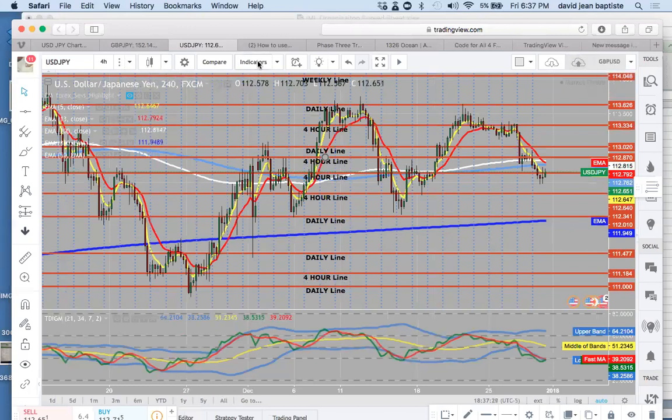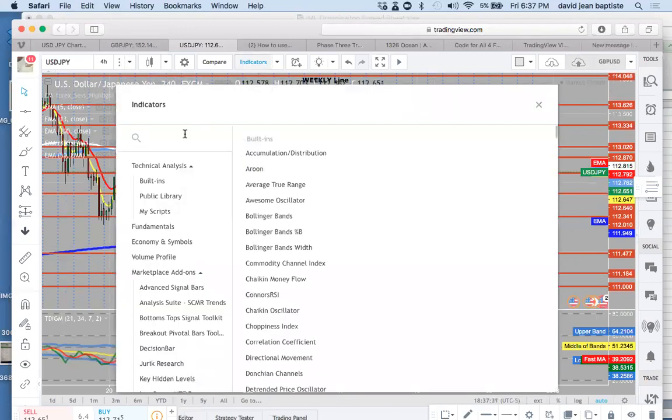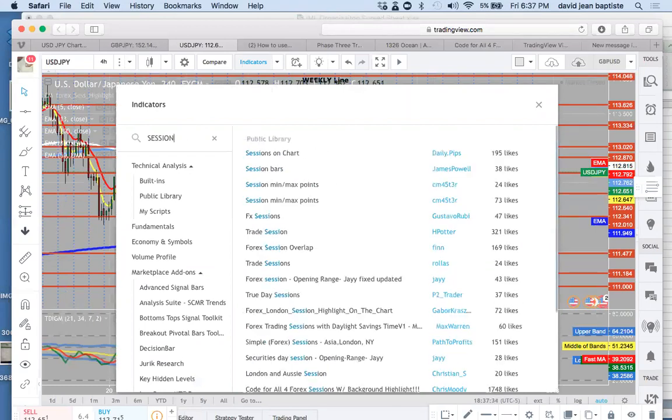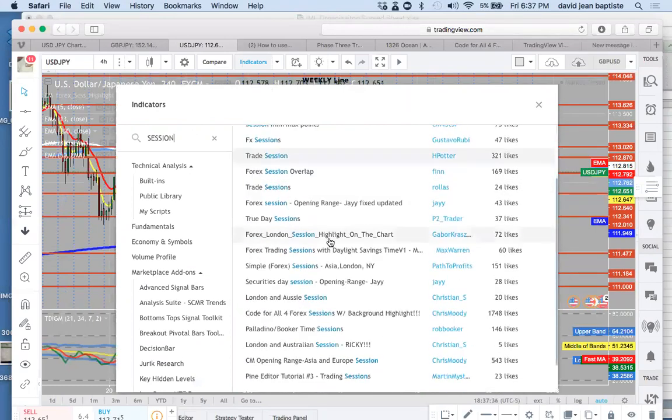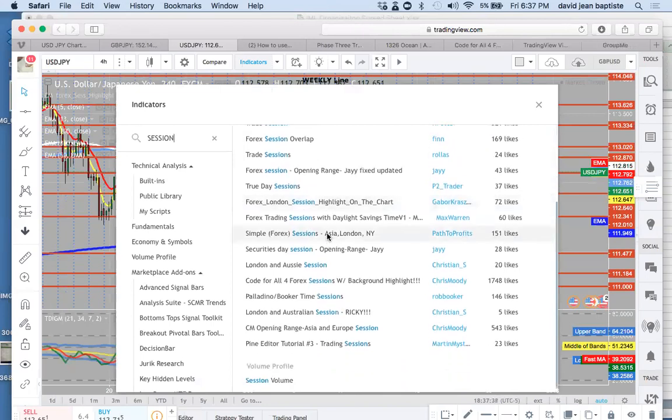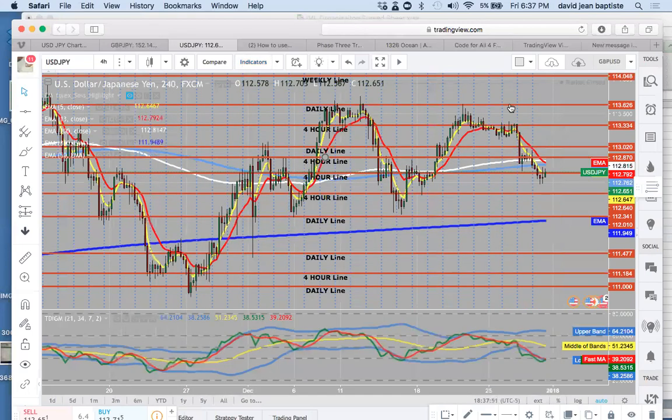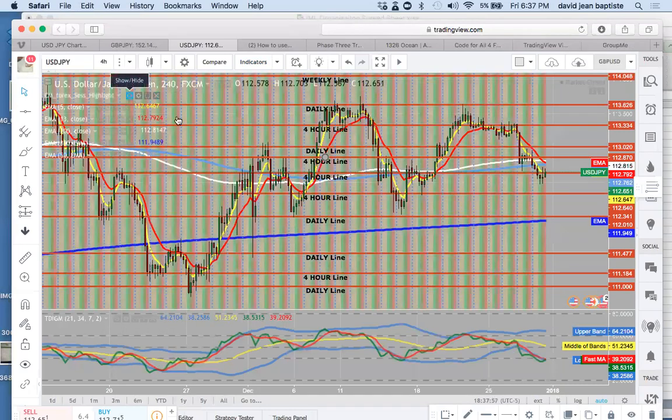So I actually found this indicator. I simply click session, and what you would want to look for is the one by Chris Moody, the one with 1,748 likes. All right, code for all Forex session with background highlights. I'm not going to click on it because I already have one in place and it was hidden, so I'm just going to click on it. Okay.